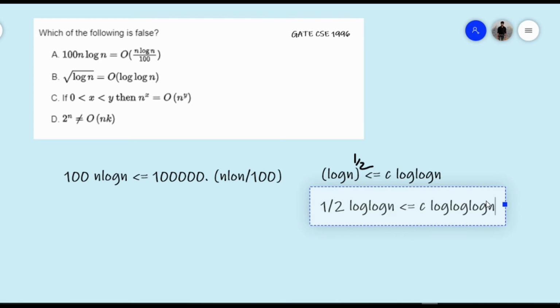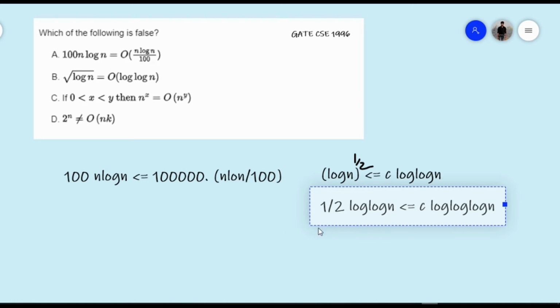If we see clearly, this is only log n, and because we are taking log one more time, this value will become lesser. We are expecting here a greater value, but actually it is a lesser value. So this option B is false.